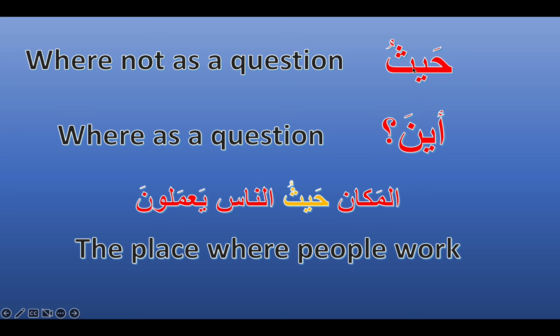Haythu. We saw that earlier. Haythu means where, but not as a question. When we want to ask a question, we say aina. But if we want to say the place where people work, we say al-makan حيث الناس يعملون. You can't say المكان أين الناس. I mean, it's just better to say حيث.